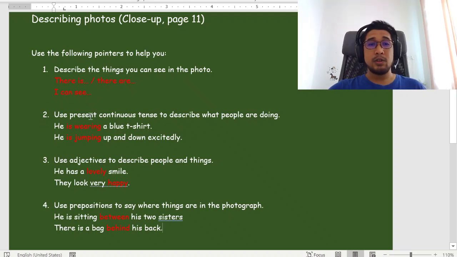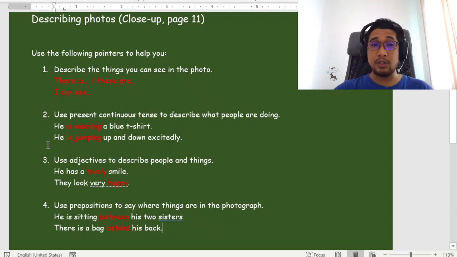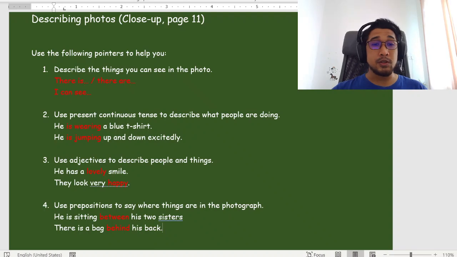Number 2, use the present tense to describe what people are doing. So he is wearing, you can see, ada orang pakai baju warna biru dalam tu, you say he is wearing, present continuous. Or somebody is jumping, you say he is jumping up and down excitedly. Use the present continuous tense. Walaupun benda tu dah berlaku, tapi kita tengah describe sekarang. So we use the present continuous tense.